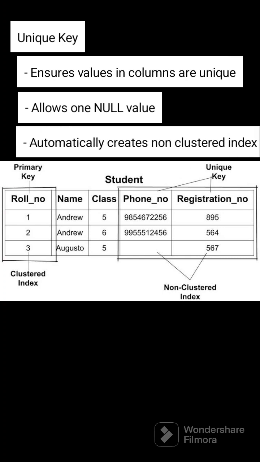Now let's have a look at the example. In this student table, phone number and registration number are defined as unique keys because phone number is mostly unique for each person, and registration number is also unique. One thing to notice here is that phone number has a null value, because a unique key can have at least one row as a null value. You can also see the difference here: a primary key creates a clustered index, whereas a unique key creates a non-clustered index automatically, and this helps from a query optimization and performance point of view.